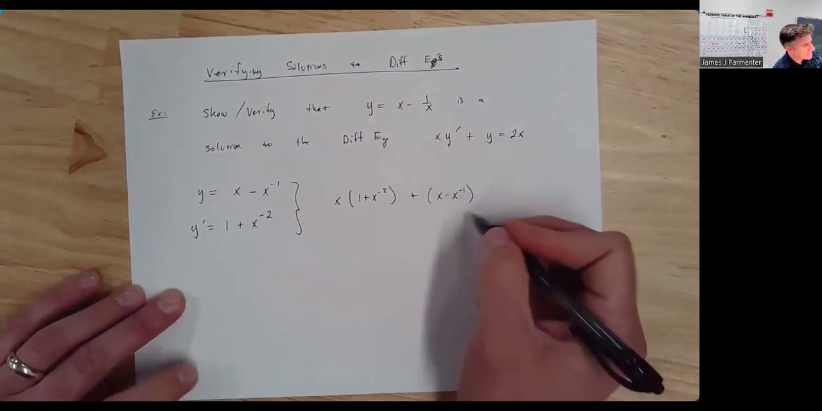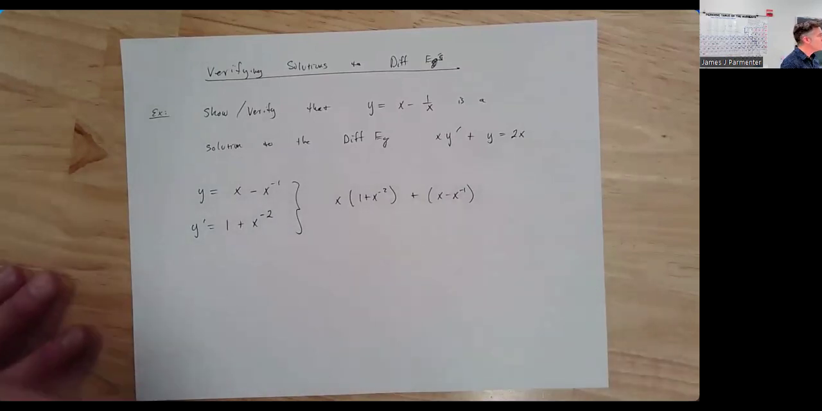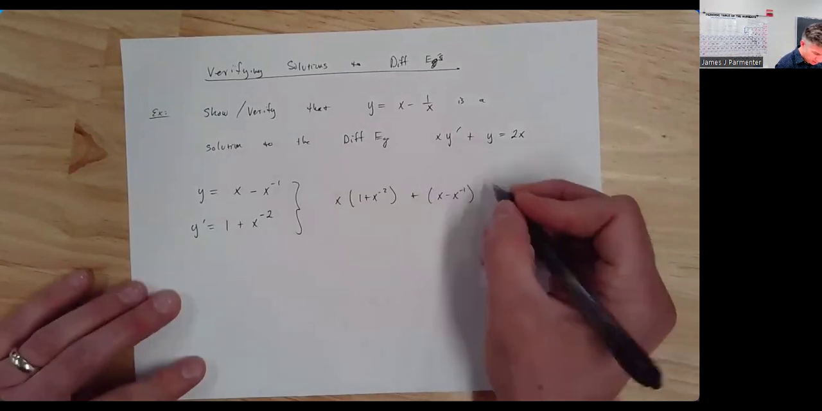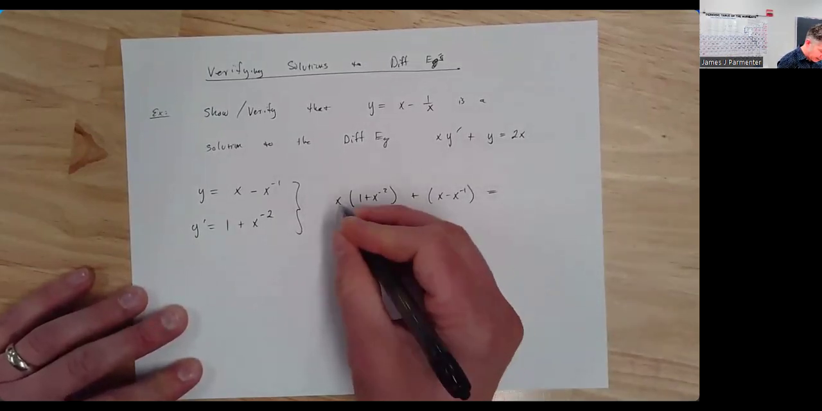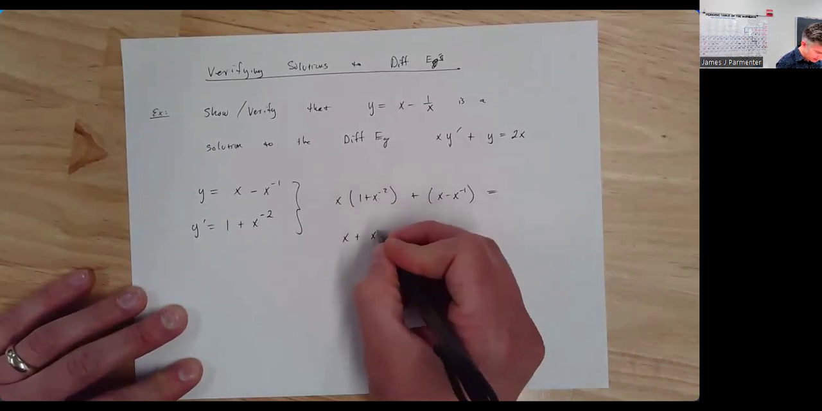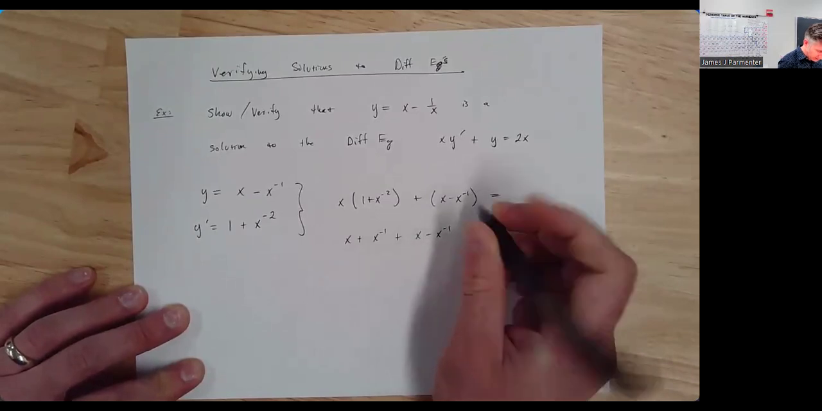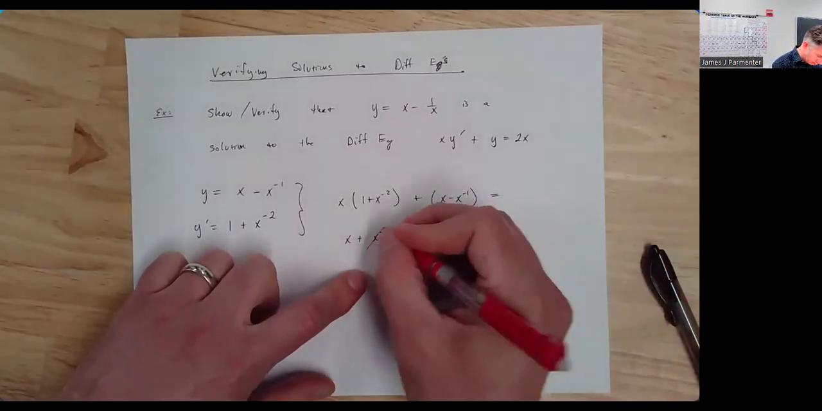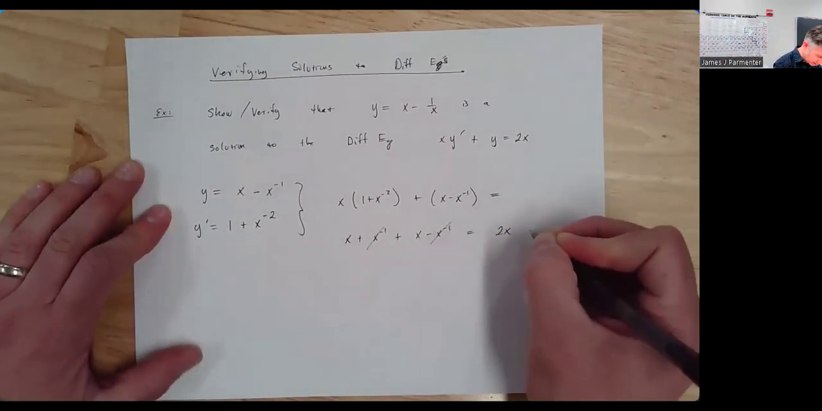And I'm not just going to say it's equal to 2x. That's what I want to happen, but I'm actually going to do the work to show that it's equal to 2x. So let's see, if I multiply with the x, I'm going to get x plus x times x to the negative second, which is x to the negative first. And then I have a plus x minus x to the negative first. X to the negative first minus x to the negative first is 0. And x plus x is equal to 2 times x. Oh, that's what I wanted.